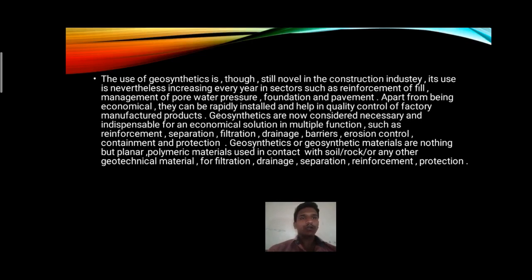Geosynthetics are necessary and inseparable for economical solution in multiple functions such as reinforcement, separation, filtration, drainage, barriers, erosion control, and protection. Geosynthetic materials are nothing but planar polymer material used in contact with soil, rock or any other geotechnical material for filtration, drainage, separation, reinforcement, protection.